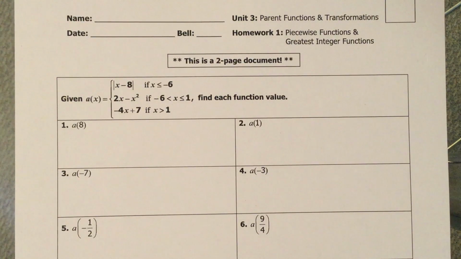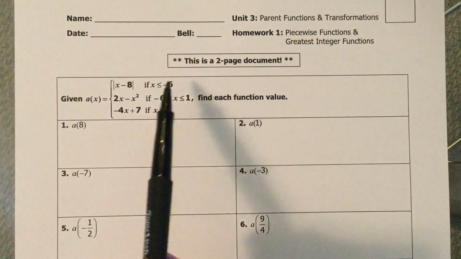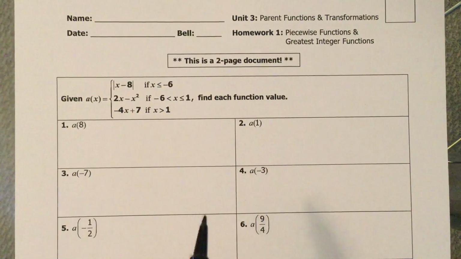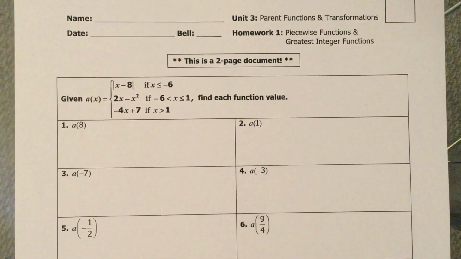Okay, homework 1, piecewise functions and greatest integer functions. So this first set, we have this one piecewise function, a of x, and it's got 3 different pieces of its domain. And these first 6, we're using the same function for all of them. We're just taking turns plugging in different values. And so the trick is figuring out which piece of the domain the number is going to fall into.